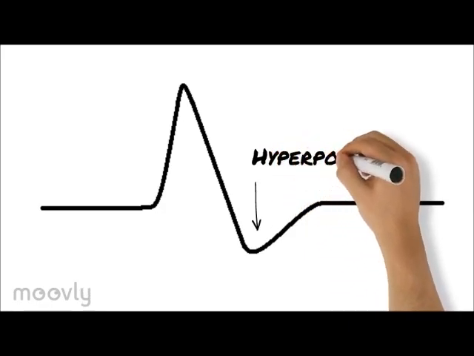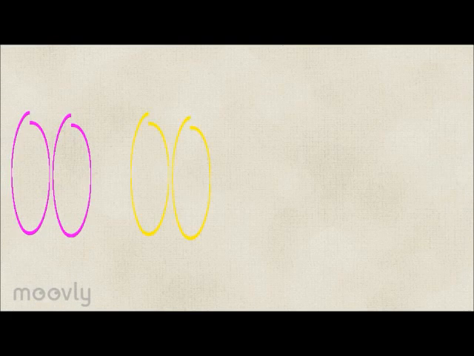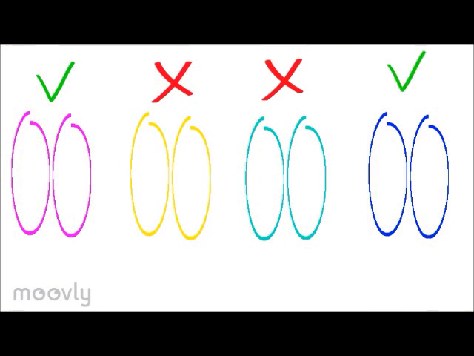However, the potassium channels stay open a little longer than necessary, creating a hyperpolarization. Many different kinds of potassium channels are involved in the action potential. And, as I said before, some of these potassium channels are activated by calcium.